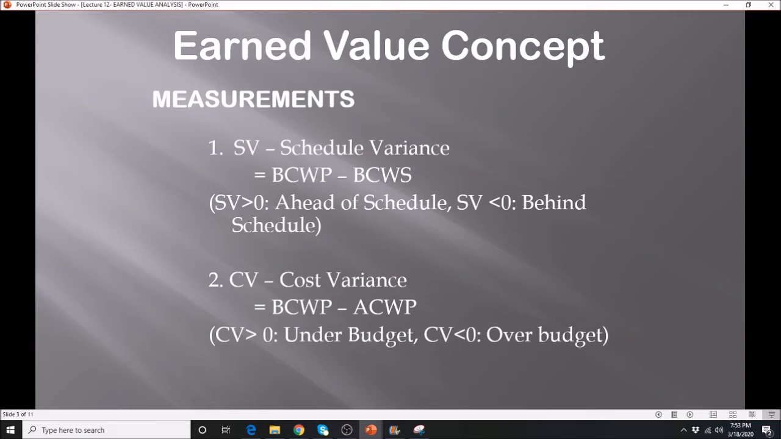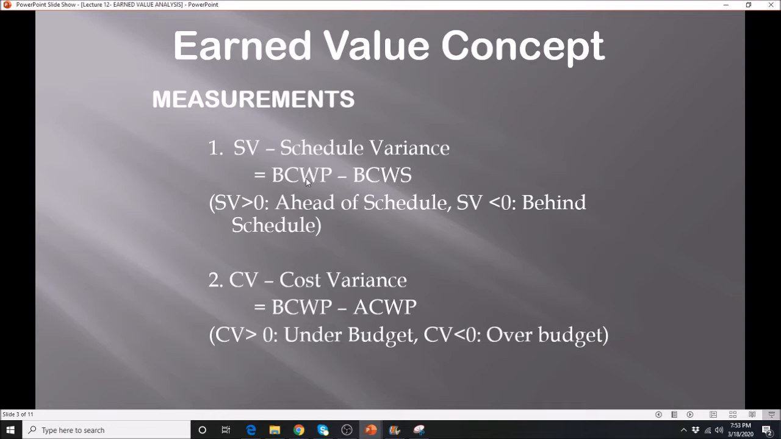Well, we have some criteria that we need to use to calculate and compare that, whether it is behind, ahead, under, or over budget. So we will be comparing several things. The first one is the SV, the schedule variance. It is the difference between the budgeted cost of work performed minus the budgeted cost of work scheduled.